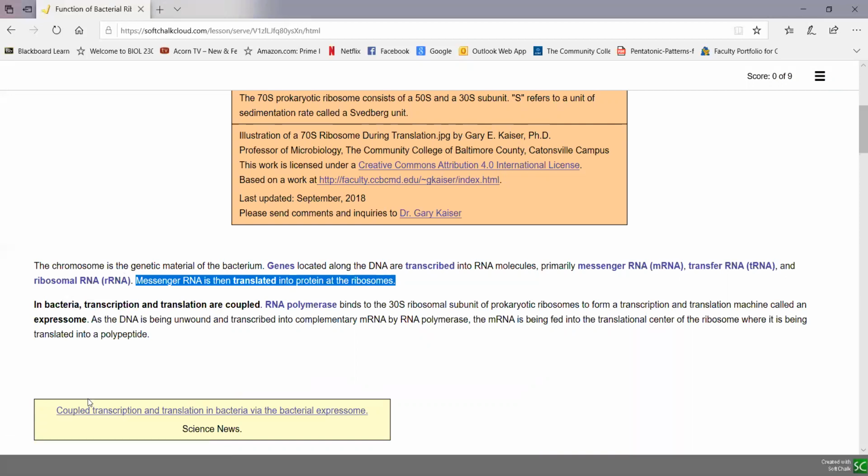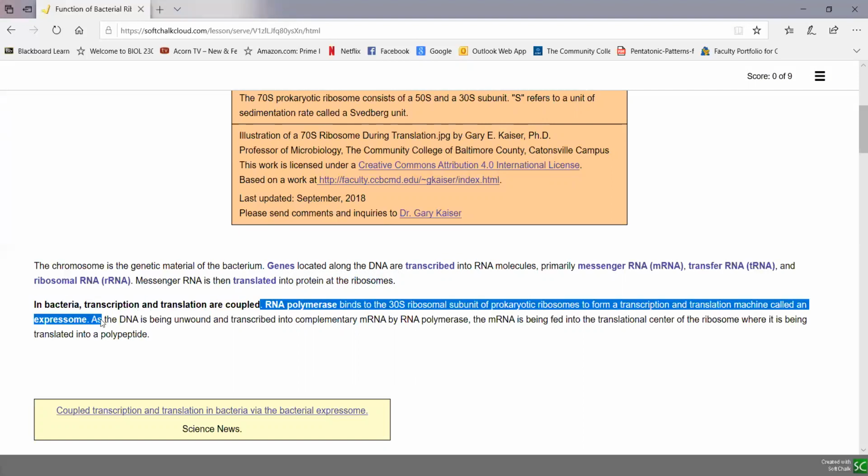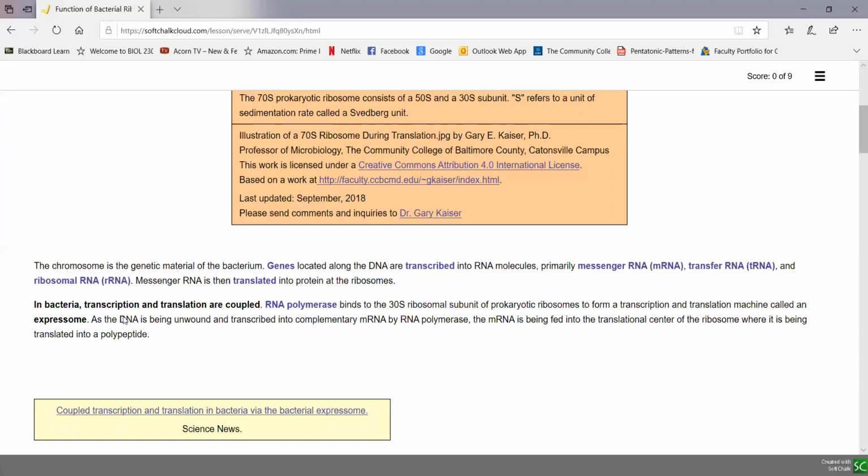And in bacteria, transcription and translation are coupled together, unlike eukaryotic cells where transcription occurs in the nucleus and then translation occurs outside the nucleus. So in bacteria, RNA polymerase binds to a 30S ribosomal subunit of a prokaryotic ribosome to form a transcription and translation machine that's called an expressome. And as the DNA is being unwound and being transcribed into complementary messenger RNA by RNA polymerase, the messenger RNA is being fed into the translational center of the ribosome, where it's being translated into a polypeptide or protein.